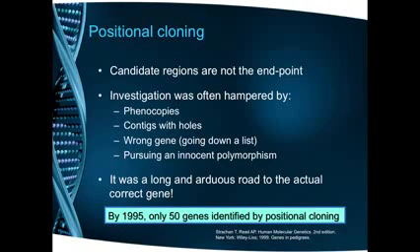And one researcher has put this in a very telling graph, I think. So you can have phenocopies, you can have contigs that aren't perfect, you can chase the wrong gene, you can find benign polymorphisms, you can get a major headache out of all of this. And so by 1995, it was really disappointing that despite all of this very hard work, only 50 genes had been identified by positional cloning.